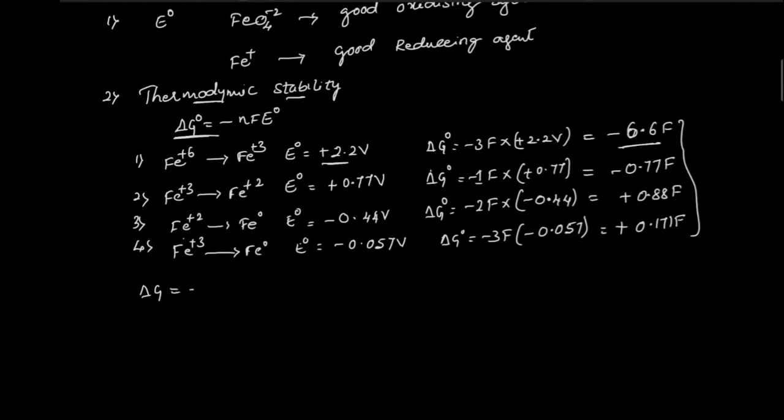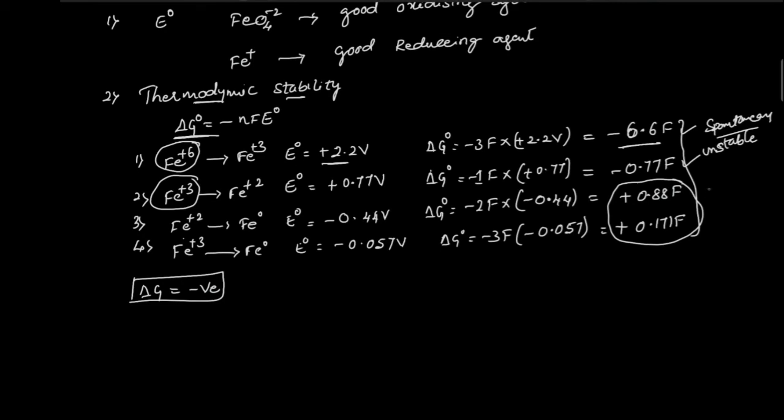From thermodynamics, for the feasibility of the reaction, delta G naught must be negative. So here we can observe there are two negative values. That means these are spontaneous reactions. That means Fe plus 3 and Fe plus 6 are unstable, thermodynamically unstable. Understood? Here we have delta G naught values of positive values. That means these are non-spontaneous reactions. That means Fe plus 2 and Fe plus 3 in this reaction are stable. Understood?